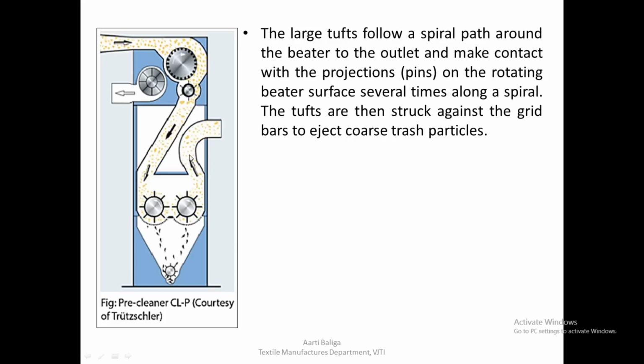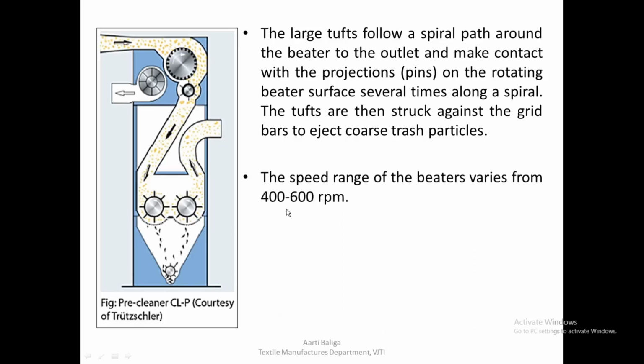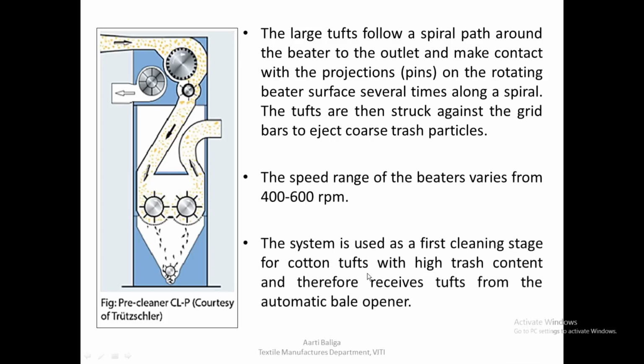So this is a newer version of the Trutzler machine. It is known as a P-Cleaner CLP. The speed range of the beater varies from 400 to 600 RPM. The system is used as a first cleaning stage for cotton tufts with a high trash content and therefore receives tufts from the automatic bale opener. Since this is the first cleaning zone after the bale opening zone, it will remove the heavier or coarser trash content.